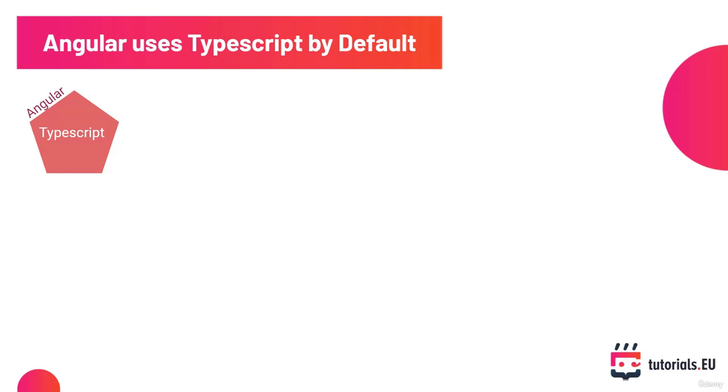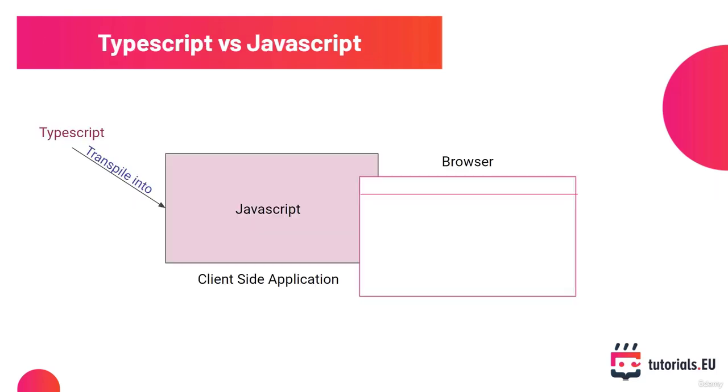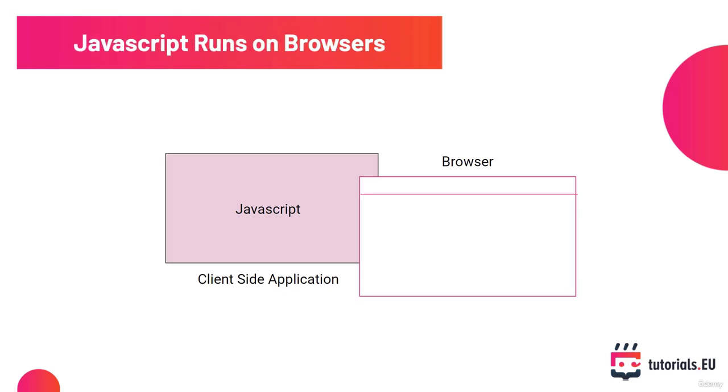Welcome to this video. Let's talk about TypeScript in combination with Angular. As I already said, Angular uses TypeScript by default for developing those single-page applications. TypeScript is transpiled to JavaScript to be interpretable by browsers. Browsers by default run a JavaScript engine, so they can interpret JavaScript language by default.